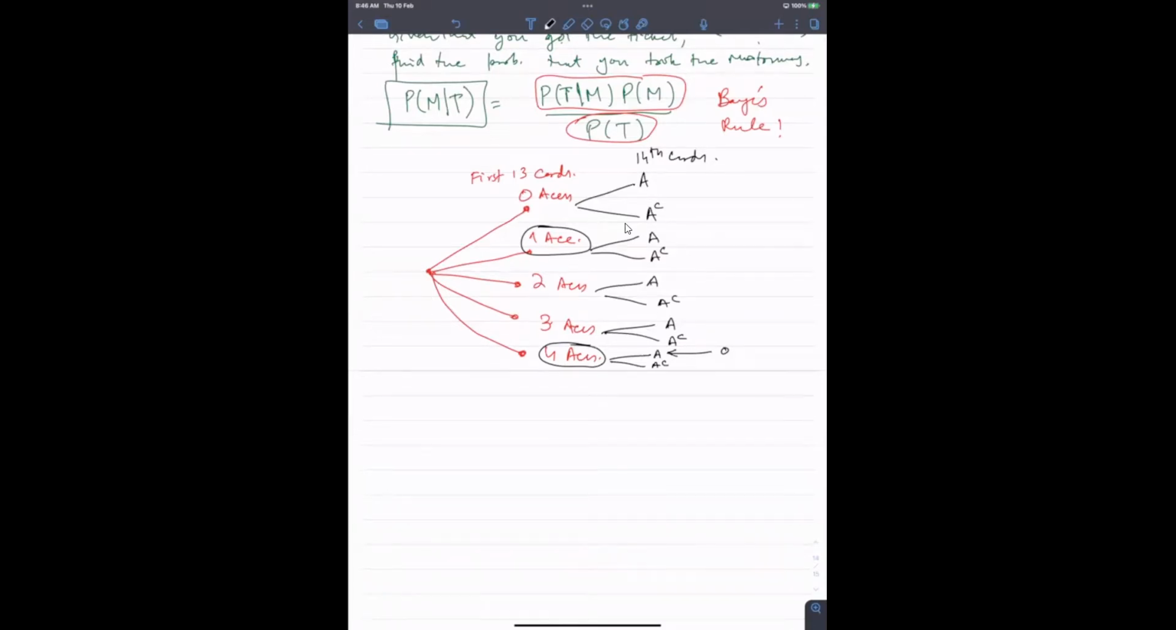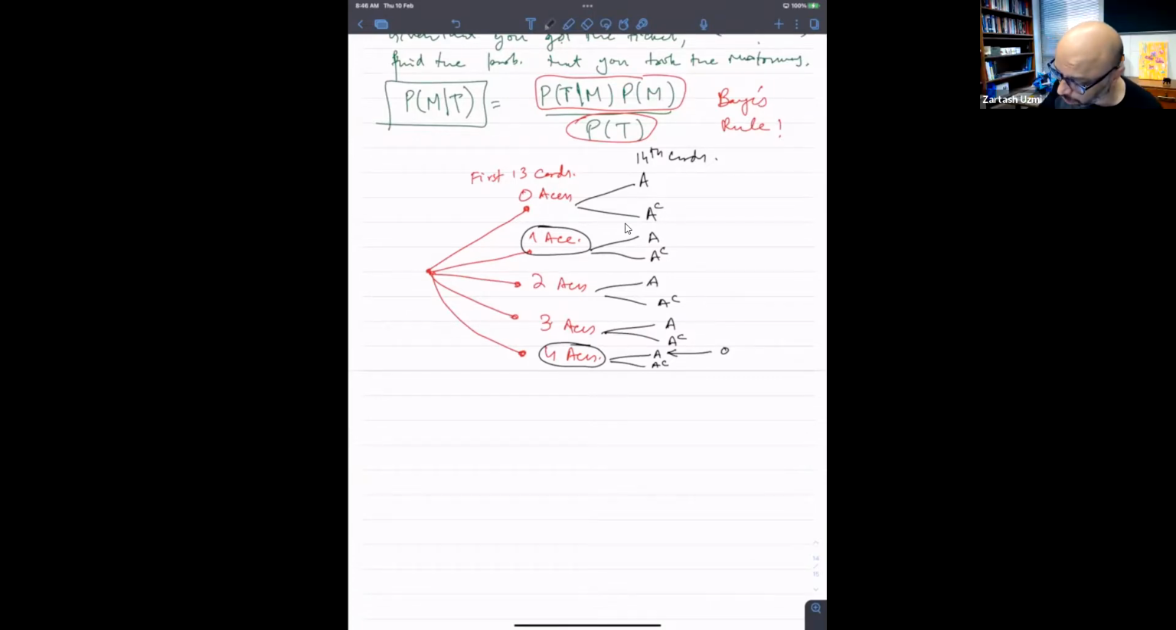सही है? Yes. Now let's take a look at one of these paths. किसी एक path को देख लेते हैं कि if you have 0 aces in the first 13 cards, and we will find the probability of that, and try to find out the probability of ace given that you got 0 aces in the first 13 cards.